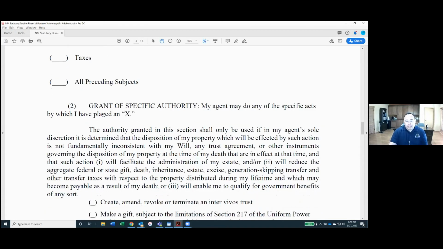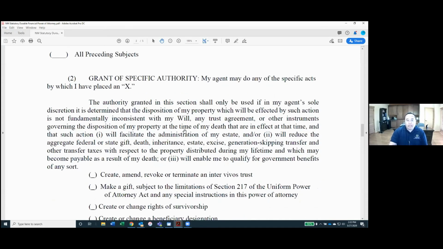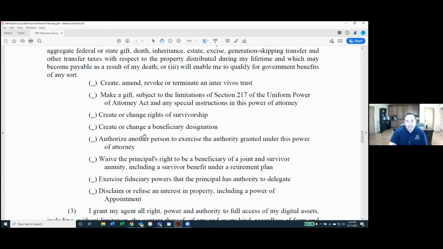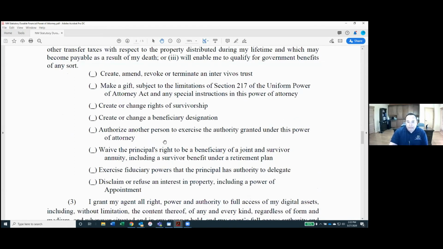Now this part where it says grant of specific authority, in order for your agent to have the authority to do any of these things that are listed here, you have to specifically grant them that authority by placing your initials in these parentheticals here. So these are kind of more serious things like creating or amending a trust, gifting assets, changing beneficiary designations, and so forth. State law does require for any of these that you specifically make this grant of authority.